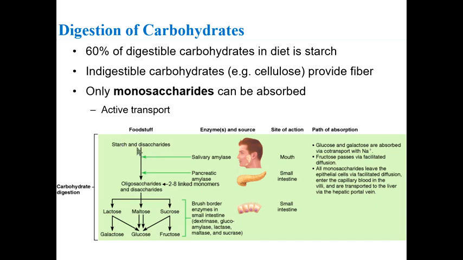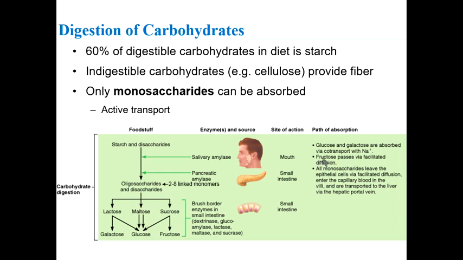And we can see here that digestion of carbohydrates actually begins in the mouth with salivary amylase, and then our pancreas will secrete pancreatic amylase to complete the digestion into monosaccharides. Now, glucose and galactose, those monosaccharides, are absorbed via co-transport, so we need sodium ions to enter our cells, our enterocytes, with our monosaccharides. We call that co-transport because they carry each other in.